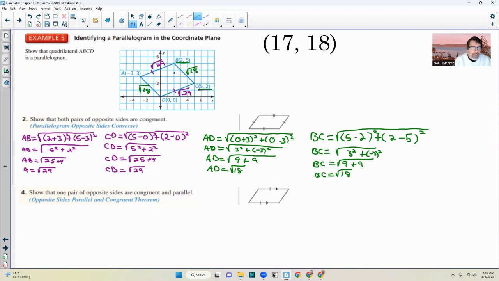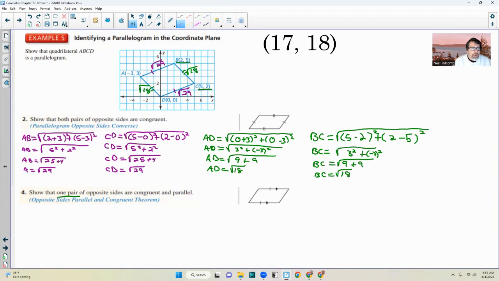So now I see AD is congruent to BC, and AB is congruent to CD. So therefore, since opposite sides are congruent, this is a parallelogram. So that's one way to prove it. The other way to prove it is to show that one pair of opposite sides are congruent and parallel. Okay, so now I want to prove one of these pairs are congruent and parallel. So since I've already done both, it doesn't matter which I do. Let's do AB and CD.